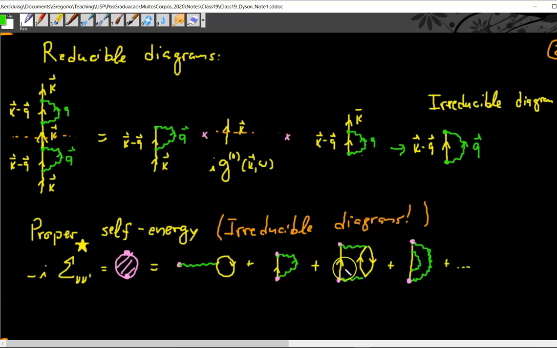And then you can have higher order diagrams. So in common, all these diagrams tell me that you cannot separate them into 2 other diagrams by cutting a single free propagating line, right? So I can then sum these and define what I'm calling the proper self-energy, right? So it's a sum of these irreducible diagrams.